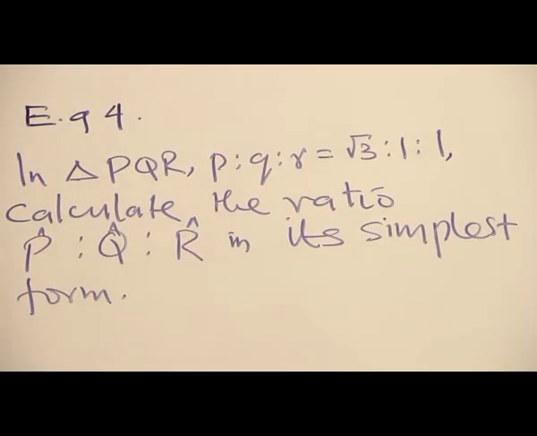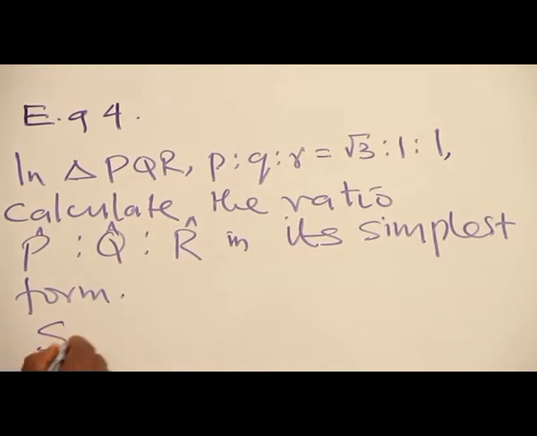We look at another example, example 4, and here we are told that in a triangle PQR, the ratio P to Q to R equal to root 3 ratio 1 ratio 1. And we have to calculate the ratio of the angle P to angle Q to angle R in its simplest form.